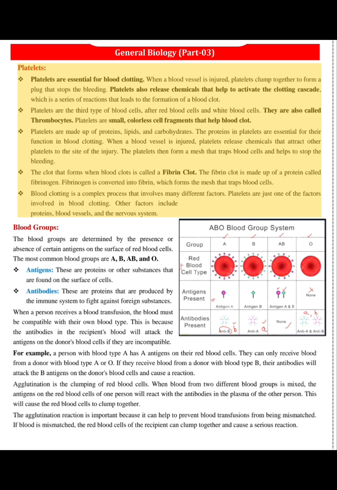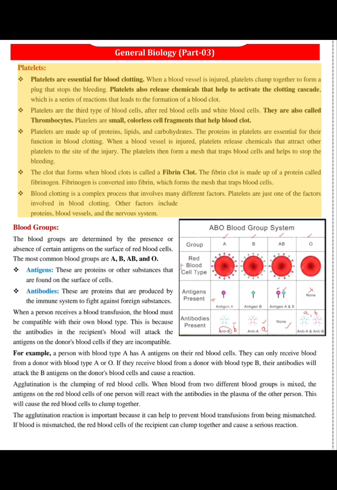Platelets are small, colorless cell fragments that help blood clot. Platelets are made up of proteins, lipids, and carbohydrates. The proteins in platelets are essential for their function in blood clotting. When a blood vessel is injured, platelets release chemicals that attract other platelets to the site of the injury. The platelets then form a mesh that traps blood cells and helps to stop the bleeding.